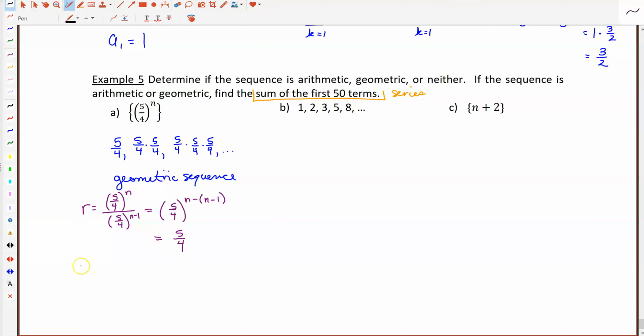To find the sum of the first 50 terms, if I want to write that in summation notation, I'm going to be going from k is equal to 1 through 50 of 5/4 to the k power.